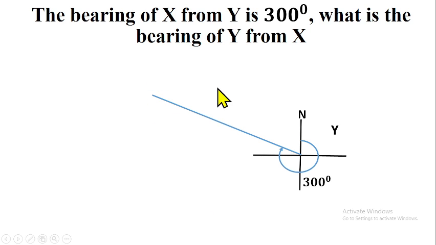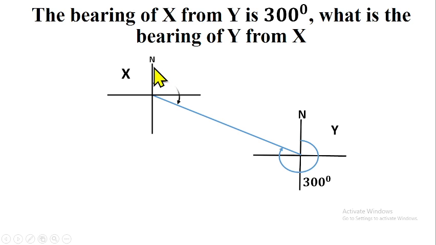Then at this point, put another cardinal point there to represent your point x. So the cardinal point is here, so your point x. Then we are now looking for the bearing of this y from x. We are looking for the bearing of y from point x. Can you tell me the angle we are looking for?